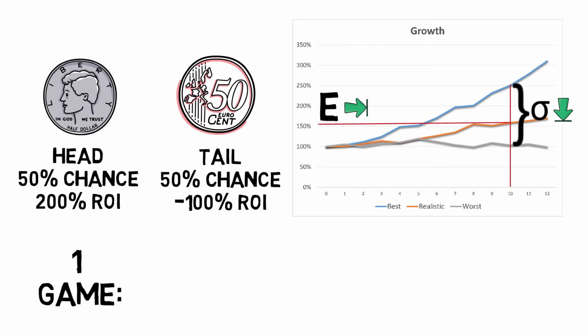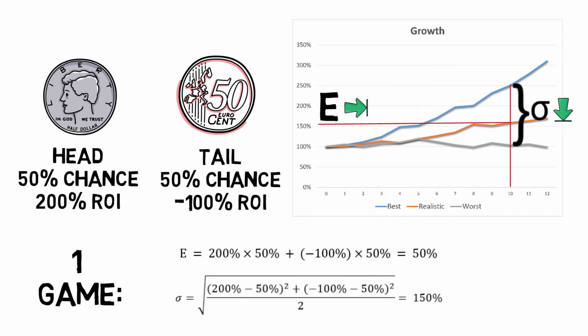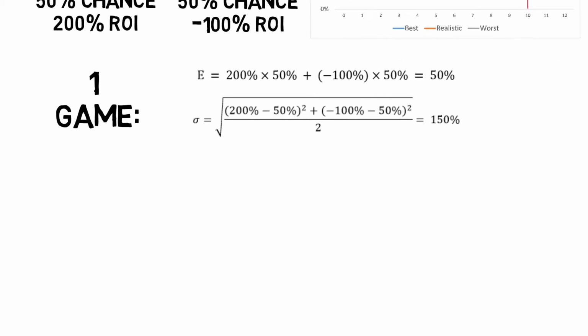In this scenario, your expected return E is the sum of return on investment multiplied by their probability, and standard deviation equals 150%. Although it's a very rewarding game, since a single game has a high probability of 50% of losing everything, it is very risky. Your instinct may tell you that you should not play the game if you have to put all your money in it. However, you can reduce the risk significantly by splitting your investment by half.